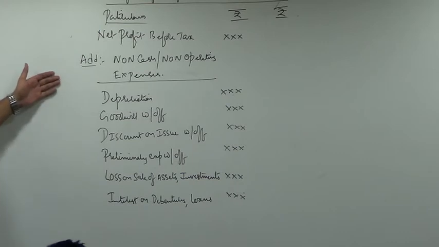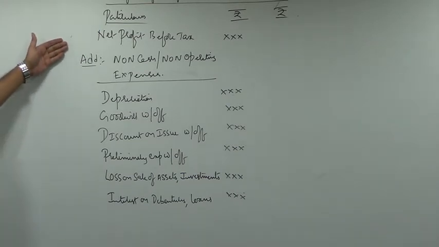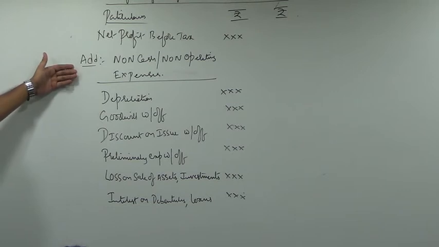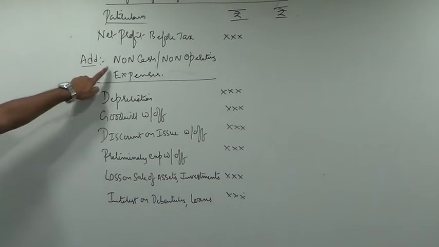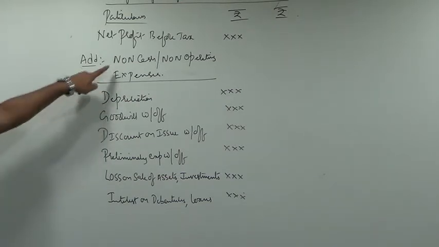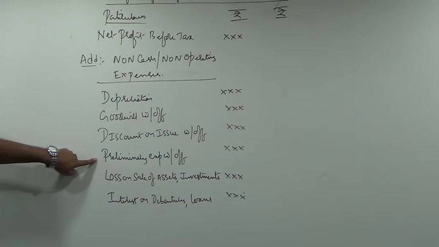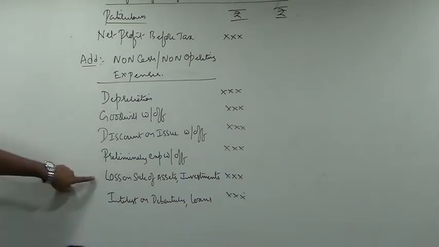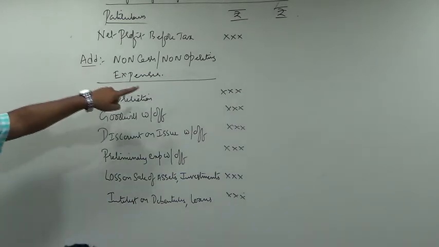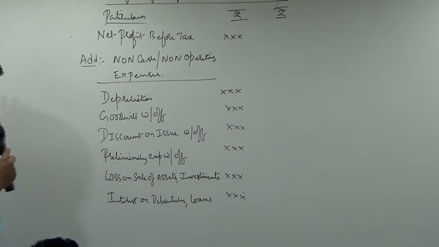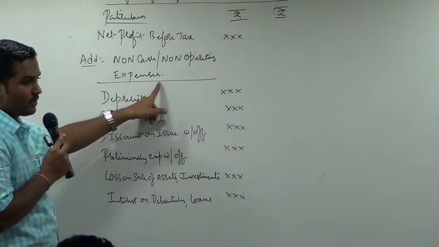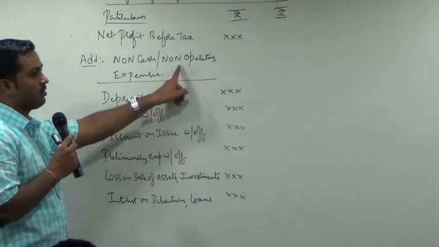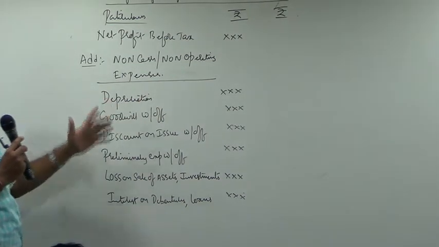So we are going to add some items. We will take net profit before tax. We are going to add back non-cash, non-operating expenses. Depreciation is non-cash. Goodwill written off is non-cash. Discount on issue written off non-cash. Preliminary expenses written off non-cash. Loss on sale of assets. Loss on sale of investments. It is a non-operating expense, or it's also non-cash. Interest on debentures and loans is a non-operating expense. It is cash but non-operating in nature. Hence it has to be added back.